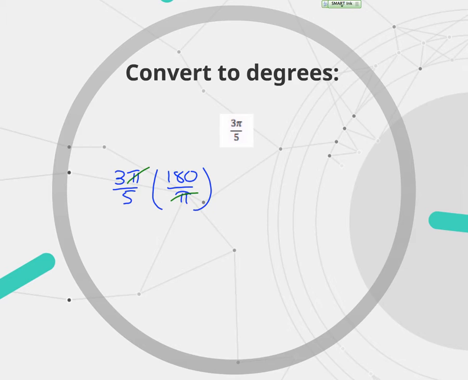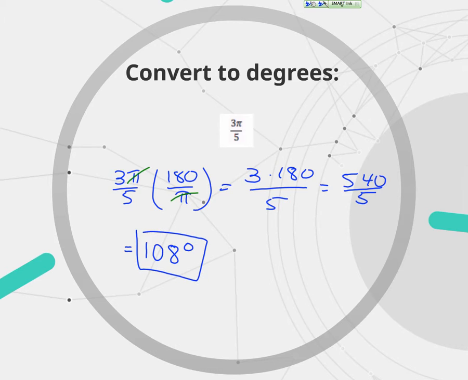So I end up with 3 times 180 in my numerator and then 5 in my denominator. Sure, you can do some more reducing if you want to. I ended up just multiplying my numerator. So 540 divided by 5. So when I divide that out, I get 108 degrees. Make sure you've got that degree symbol so that we know what you're talking about.